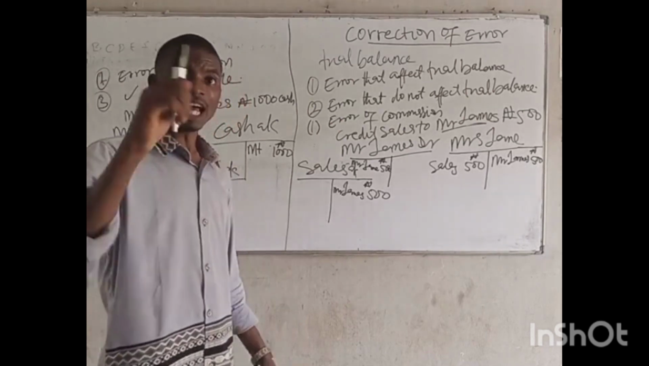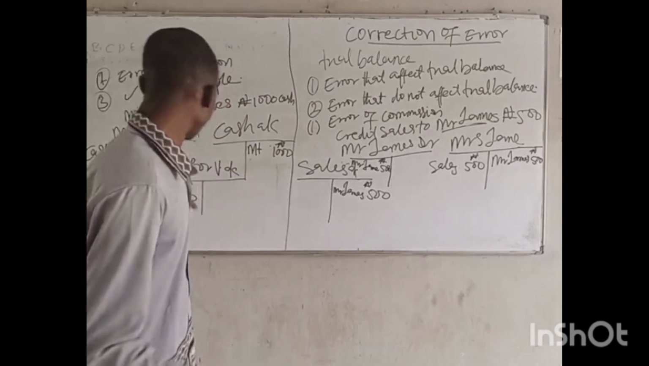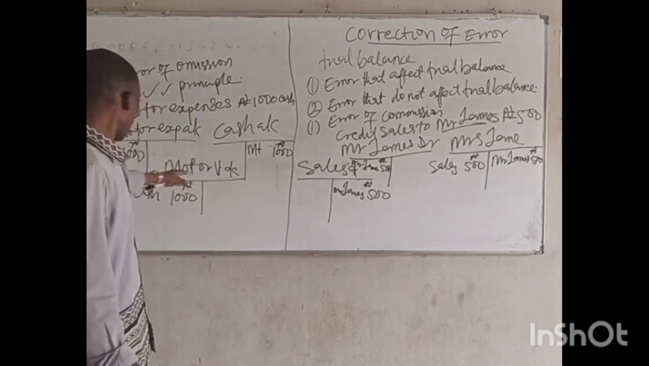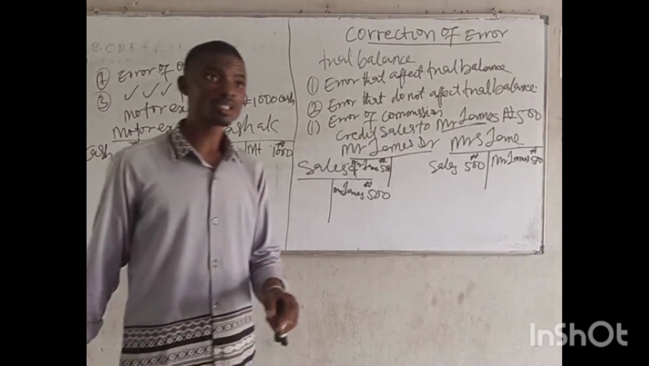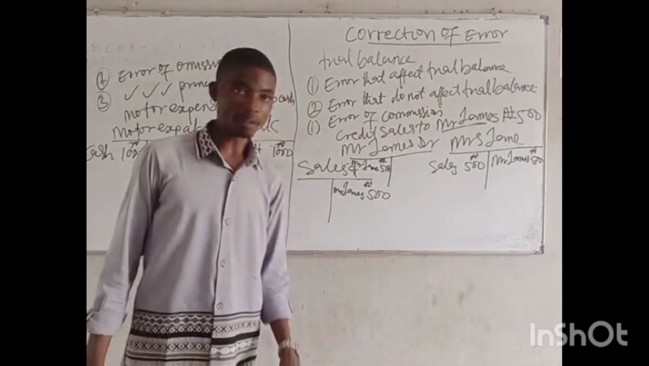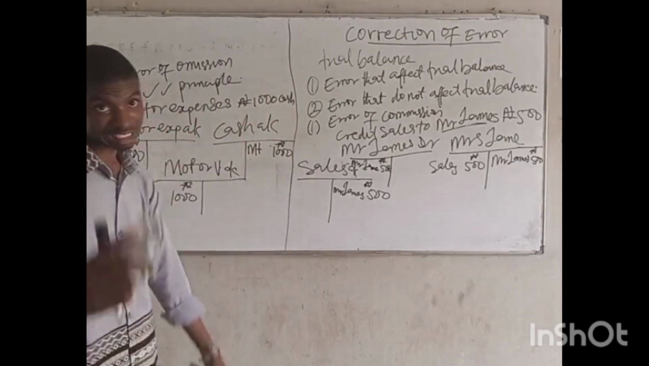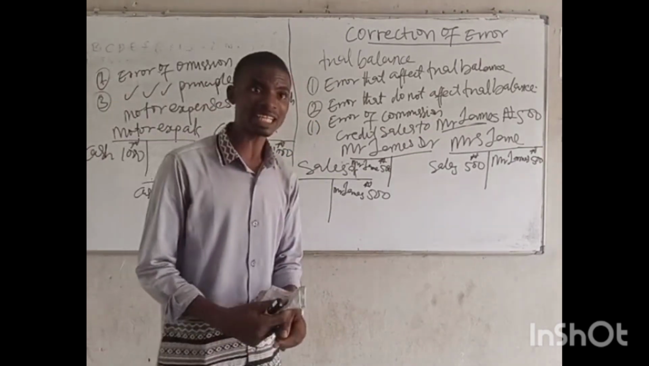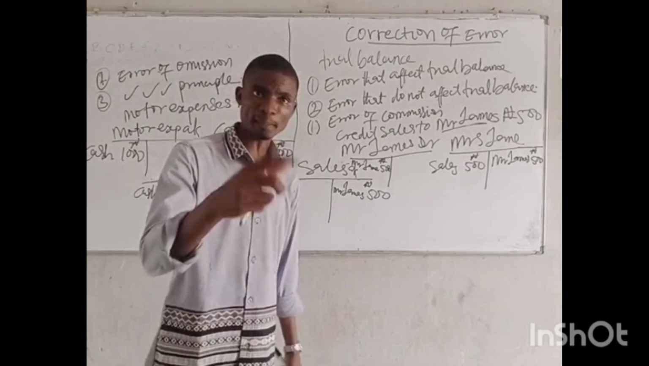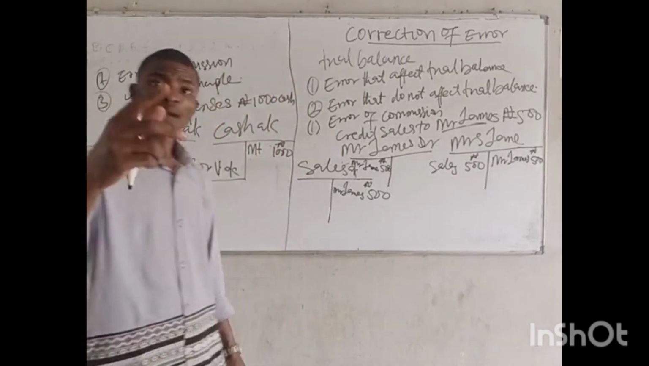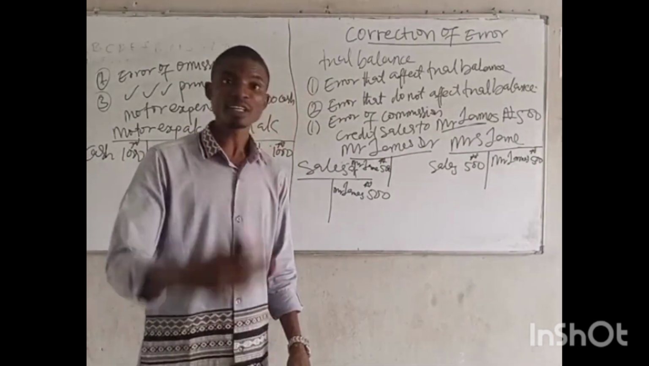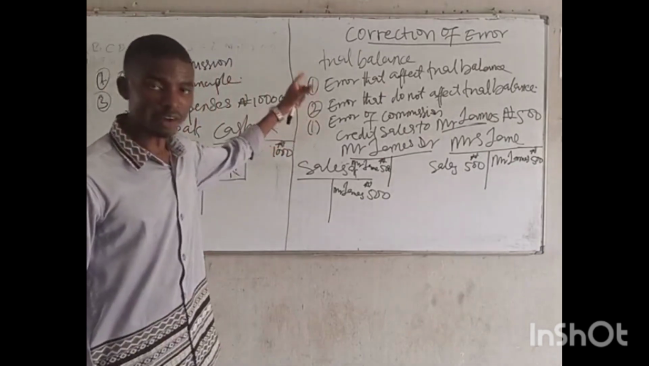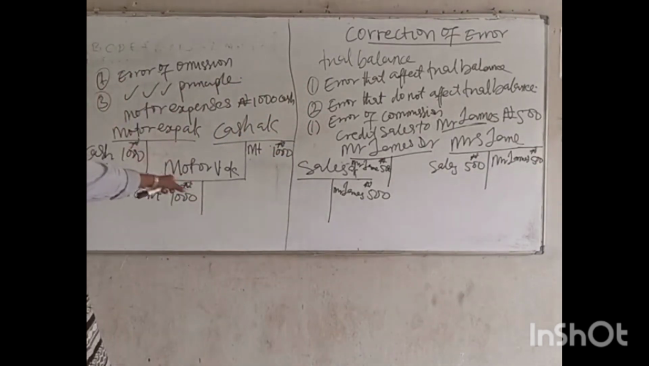And the reason why the error did not affect the trial balance is that both the motor expenses account and motor vehicle account always have what? Have a debit balance, because motor vehicle account is an asset, and an asset always has a debit balance, and motor expenses account is an expenses account, and expenses also always have a debit balance. So the double entry principle was actually followed, even though in a wrong way. So that's why it did not affect the trial balance. But this is how to pass an entry to correct it.